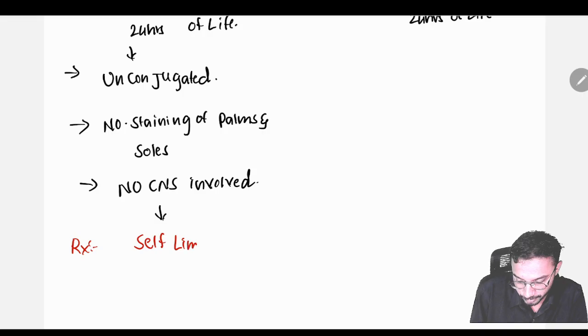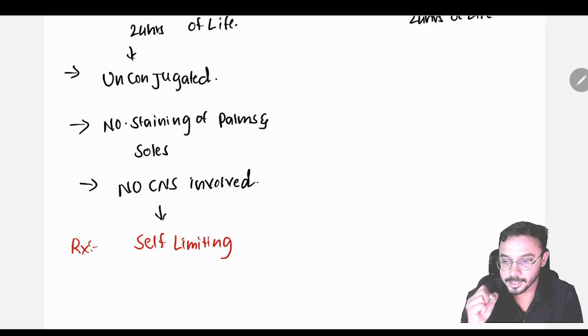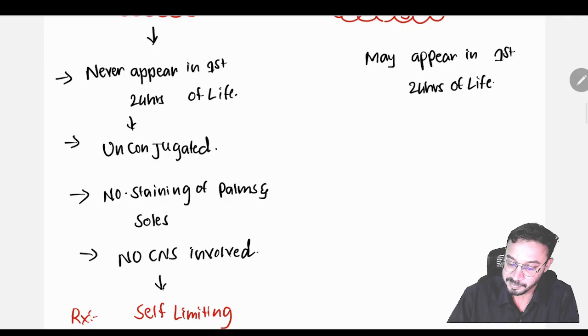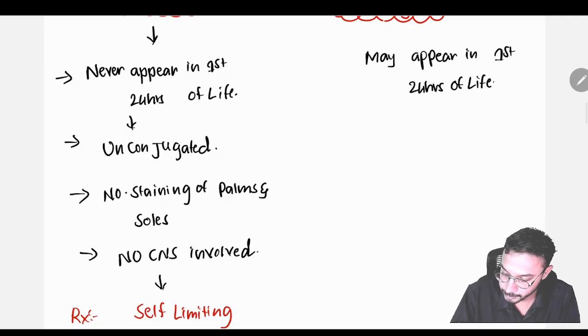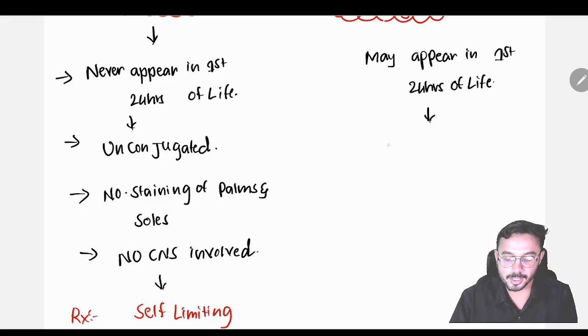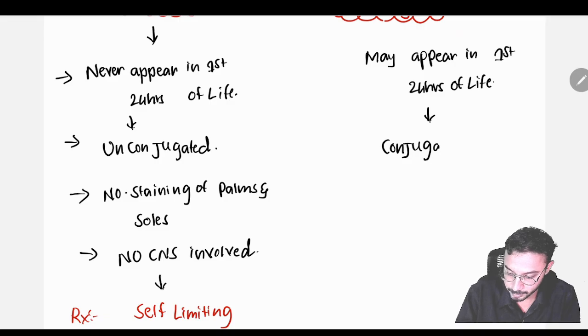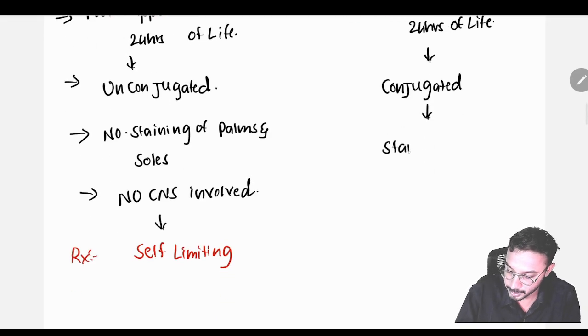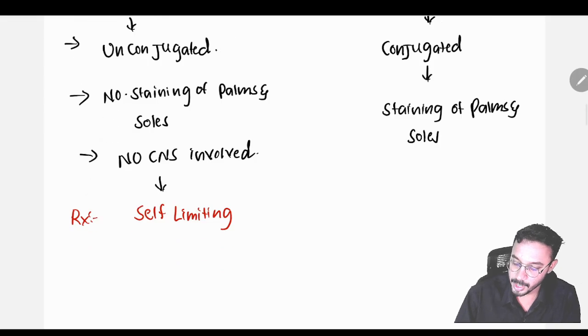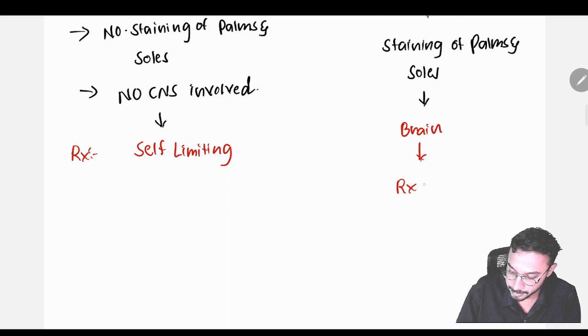So remember, the jaundice you are going to treat is pathological jaundice. Okay, and what kind of bilirubin? The opposite of this, that is conjugated bilirubin. So what is it going to stain? Yes, it is going to stain the palms and soles. Okay, and what is involved? The brain is involved. Definitely the brain is involved in this. So that's why treatment is needed.